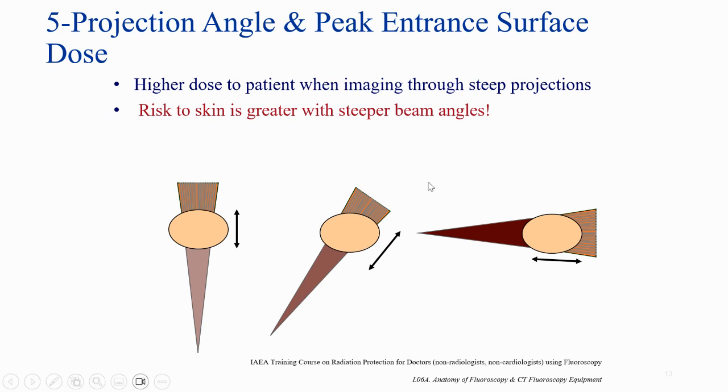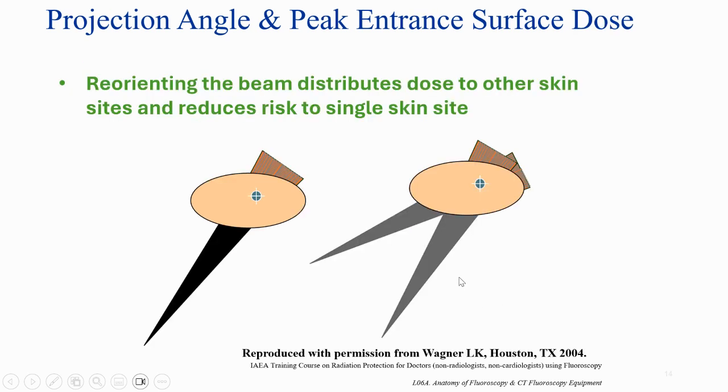Fact number 5, projection angle and peak entrance surface dose. Higher dose to the patient when imaging through deep, steep projections. As you can see here, the posterior anterior position is incomparable with a steeper angle. The pathway of the X-ray beam increases with a steeper angle. That means there is more attenuation, more absorption, so you need to increase the radiation dose to get a sufficient number of photons received by the image receptor. So the risk to the skin is greater with steeper beam angles. Try to avoid steeper angles as much as you can.